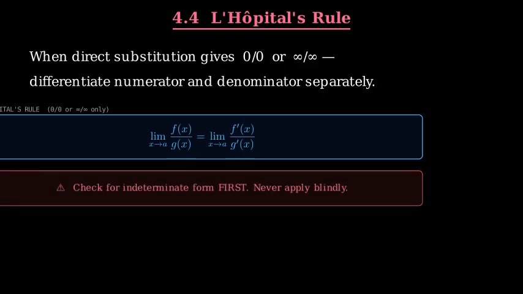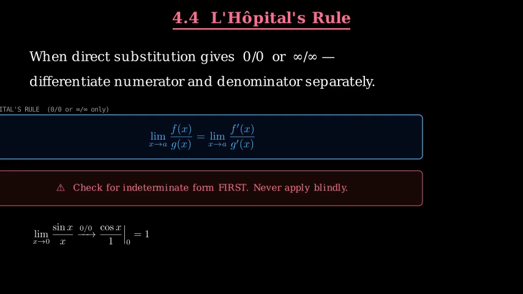Section 5.4. Second derivative test and concavity. f double prime greater than 0 means the function is concave up, shaped like a cup opening upward. f double prime less than 0 means the function is concave down, shaped like a cap opening downward.